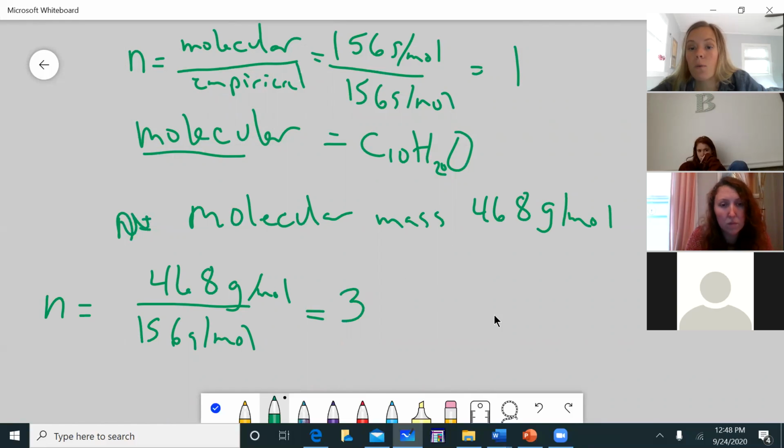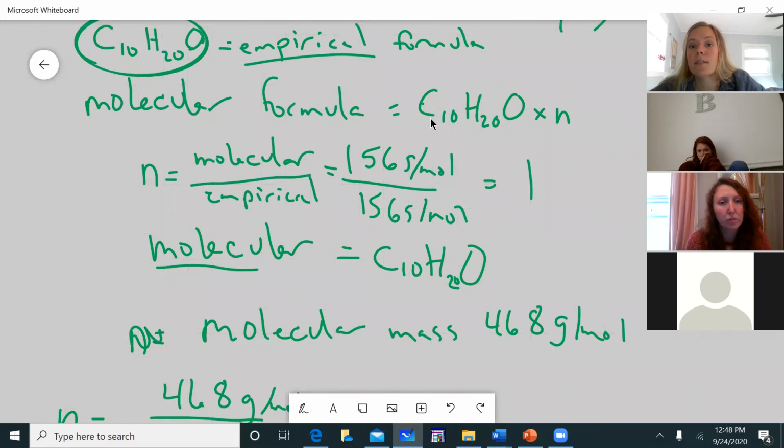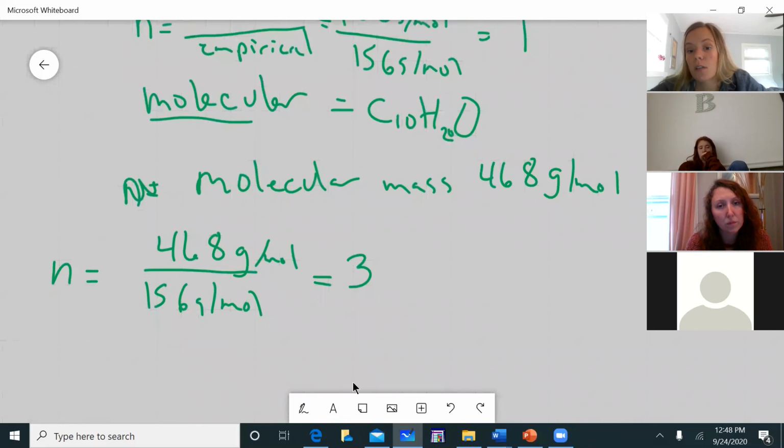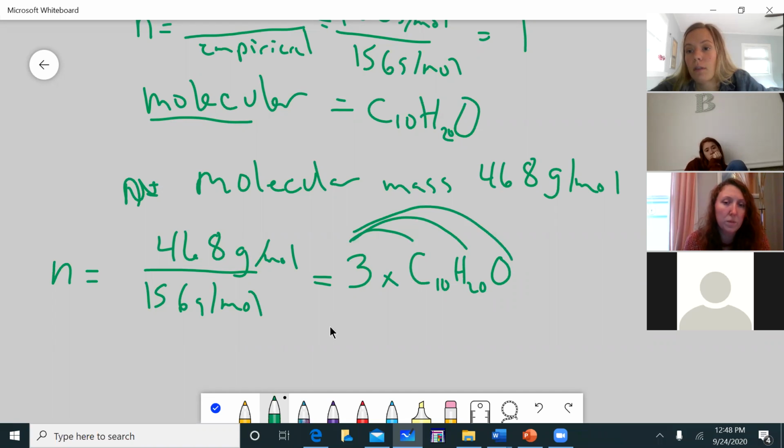So what do we do with that? We plug it in right here where we said molecular formula is equal to your empirical times N. So we just multiply all those values times 3. I'm going to multiply by the C10H20O. It gets distributed out to each thing. We get C30H60O3. Great.